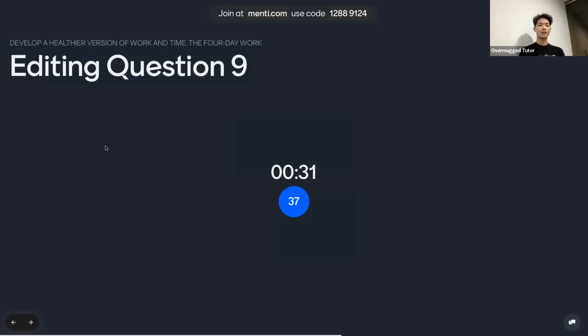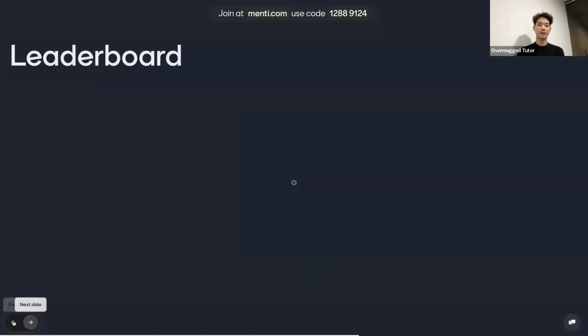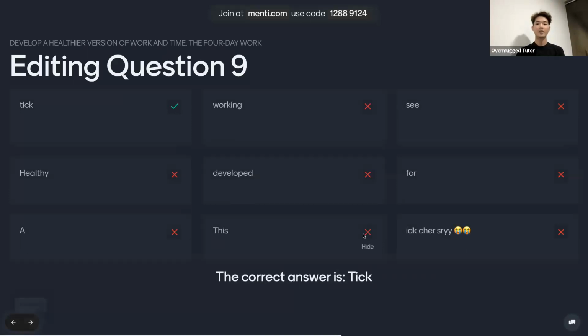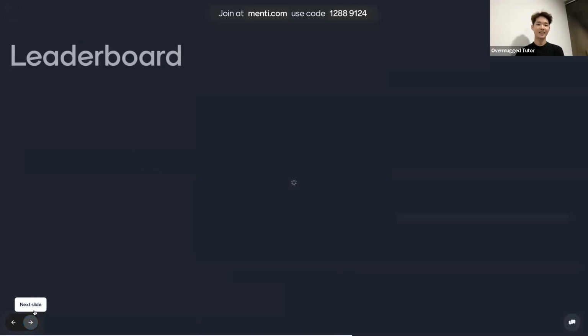Okay, just chop chop. I'm just gonna end it in 10 seconds. At 20 seconds, I'm gonna stop. 4, 3, 2, 1. Okay, I'm so sorry. I'm just gonna move on. Okay, next slide. So the correct answer is a tick. It is no error. Don't be sorry. Don't care. It's okay.